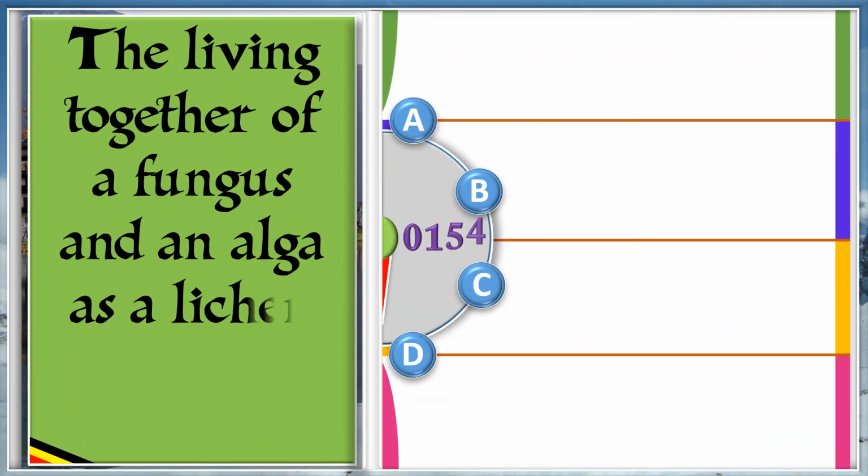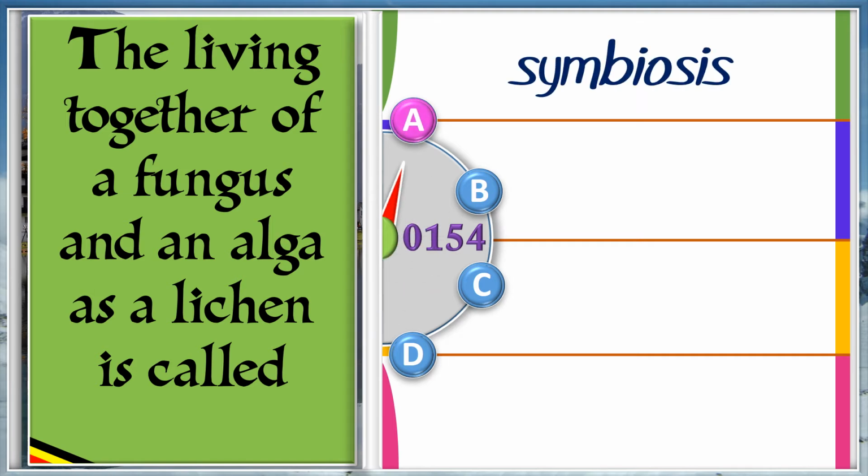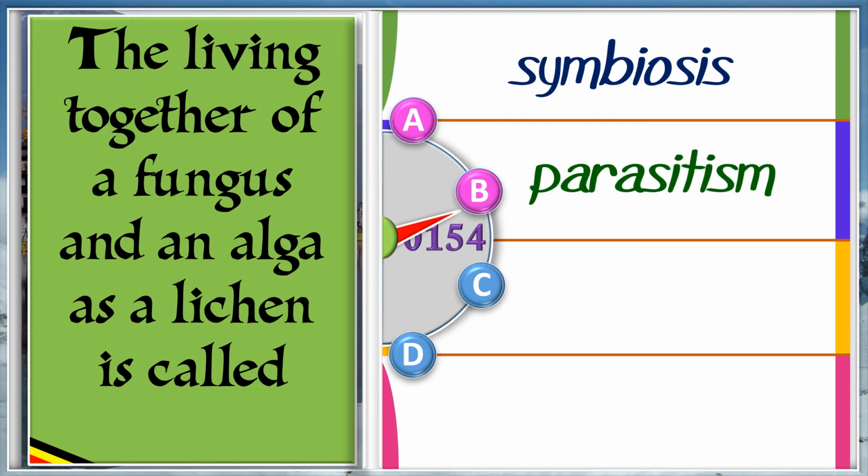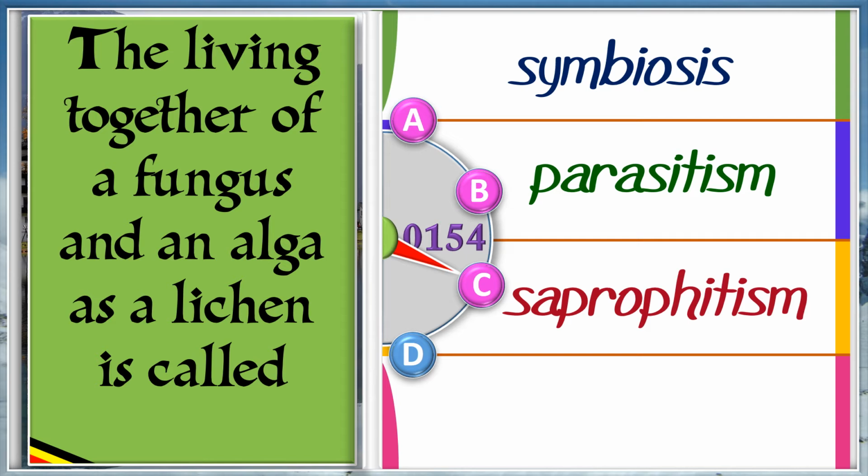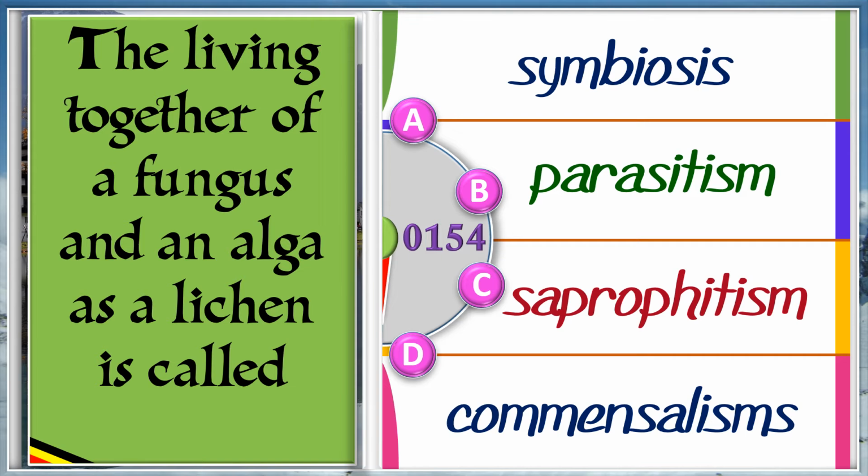The living together of a fungus and an alga as a lichen is called: A. Symbiosis. B. Parasitism. C. Saprophytism. D. Commensalism. And the answer is A. Symbiosis.